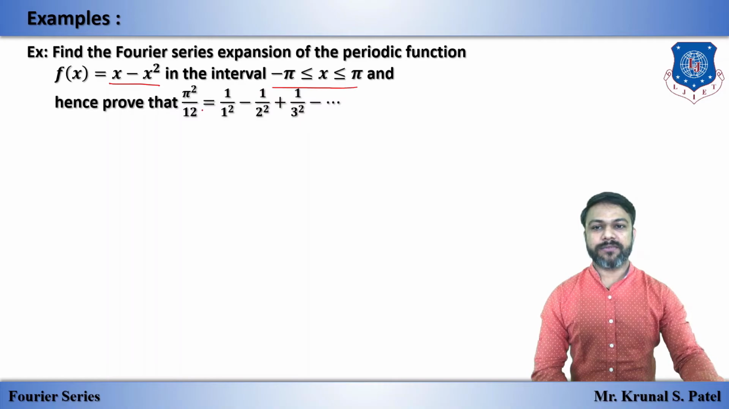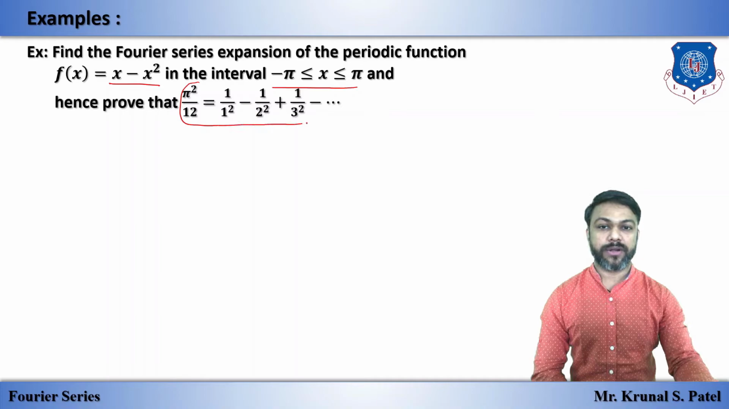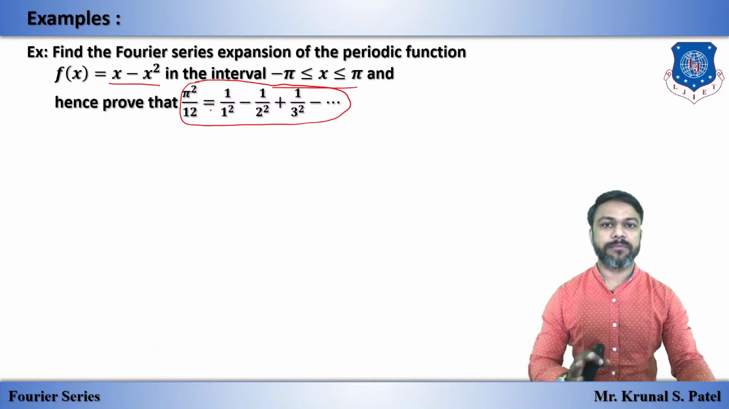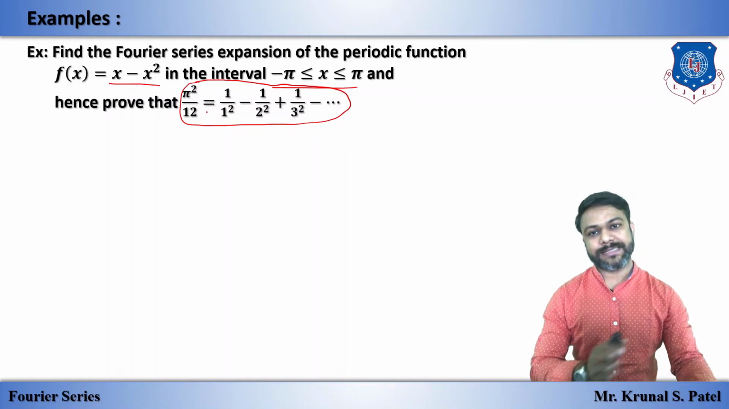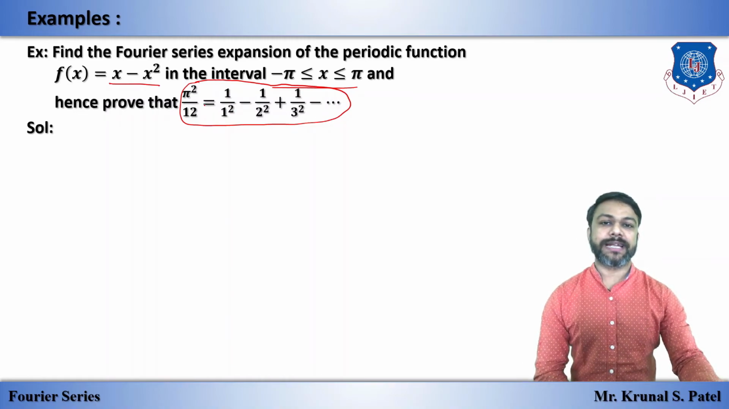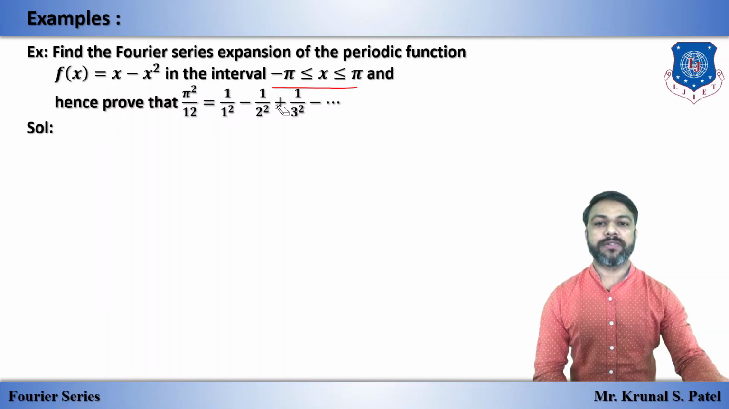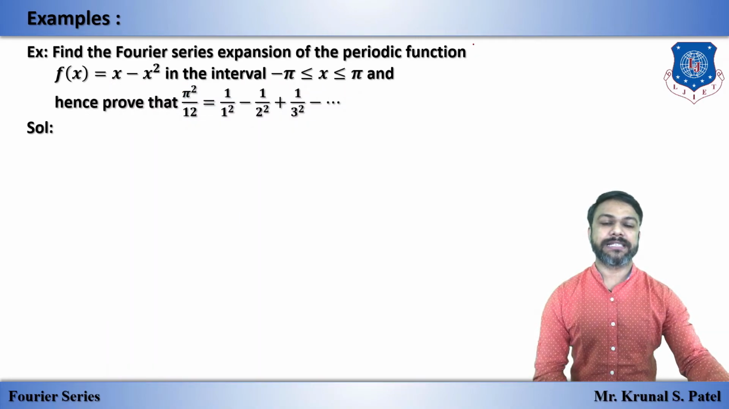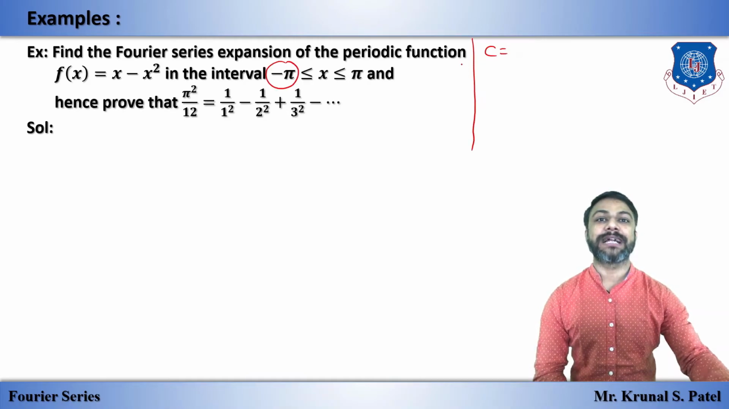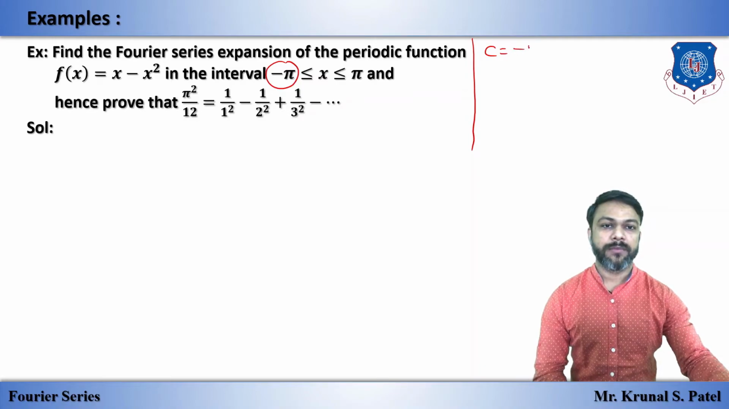So, and hence we have to prove this pi square by 12. This will be different in each and every example. Here it is the same, but it need not be the same in each and every example. So before starting the example, as I told, first we will start with the c and c plus 2l. So we have c is equal to minus pi, the starting limit of the interval minus pi, and c plus 2l is equal to this end of the interval, pi.